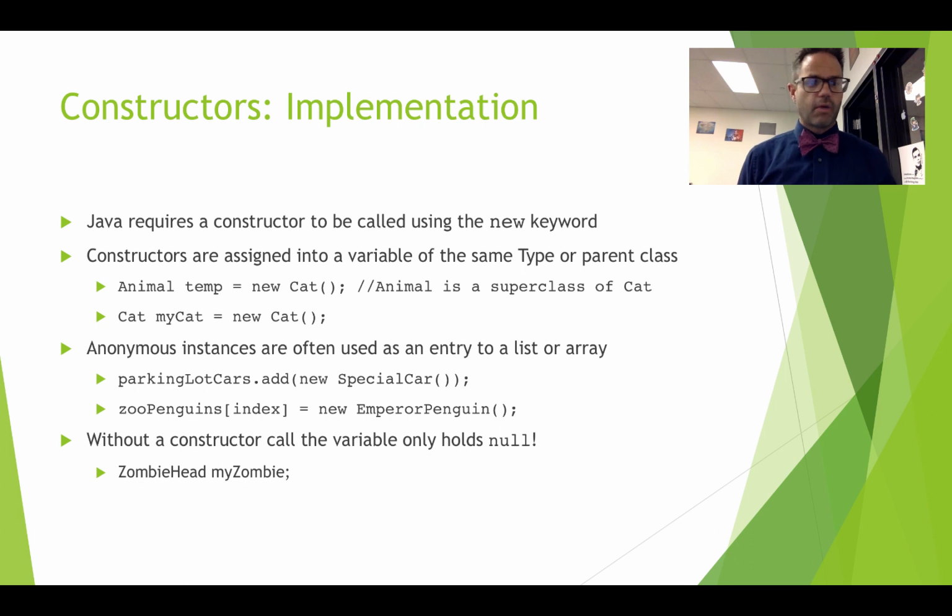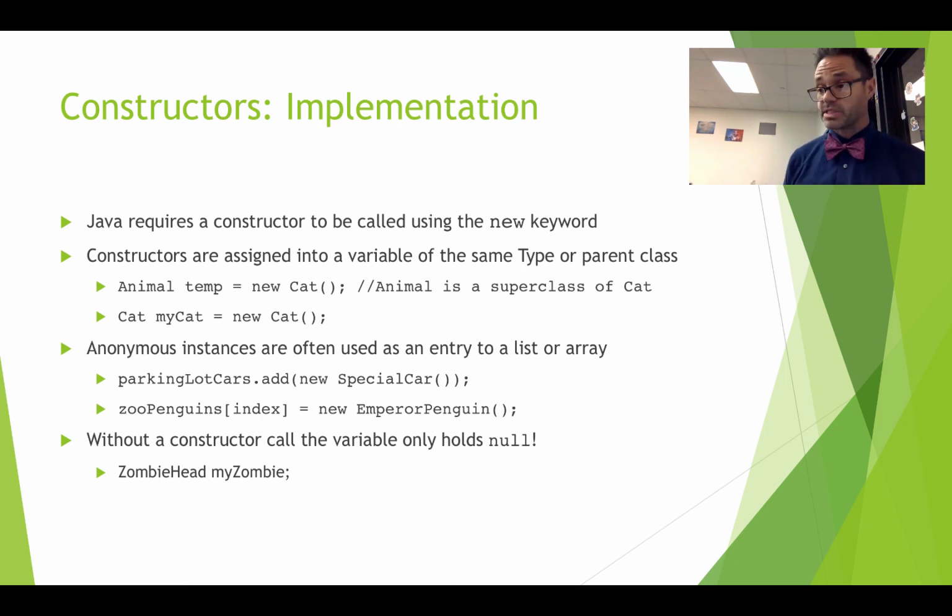Now, when we're using a constructor, we can assign it into a variable. It's either of the type that we're working with or its parent class. And so we have right here Animal temp is a new Cat. That creates a new Cat object, and it stores it in the temp variable, which is of type Animal, where Animal is a superclass of Cat. We can also explicitly say that Cat myCat is a new Cat, because a Cat is a Cat, and I can assign the variable into that type as well. So either into the same type or a parent type, something that can actually hold that same structure.